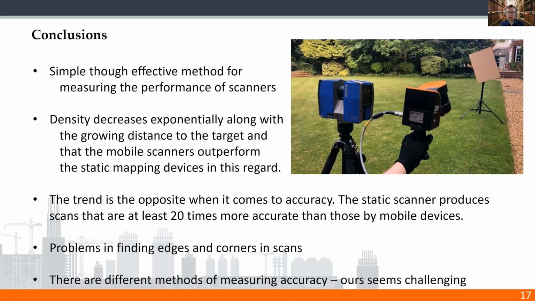We also conclude that the combined fact that the density and accuracy decrease along with the distance to the target heightens the problems in finding edges and corners in scans, forcing the user to guess their exact position. Finally, in this paper, we're investigating measuring accuracy and density using a target of known dimensions at a growing distance, which is one of many approaches to the accuracy measure. Our method, although relatively simple, seems to be quite challenging, particularly for mobile mapping devices.